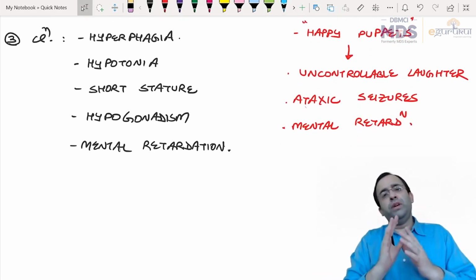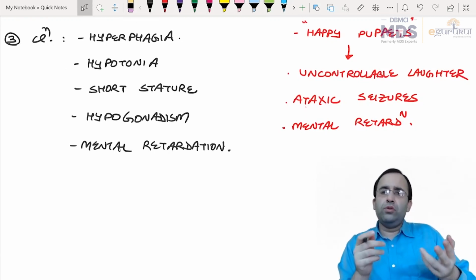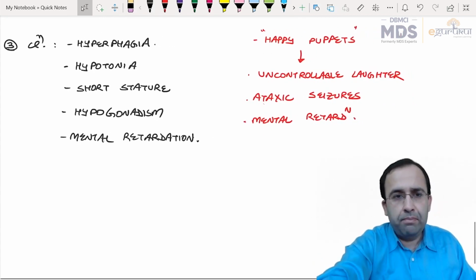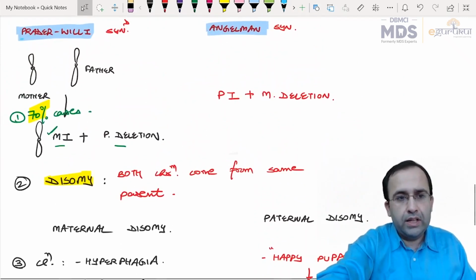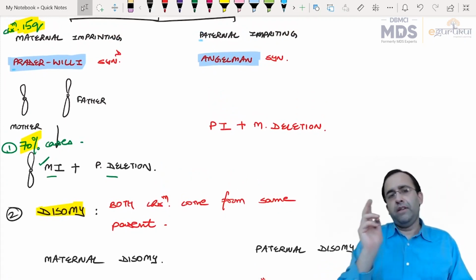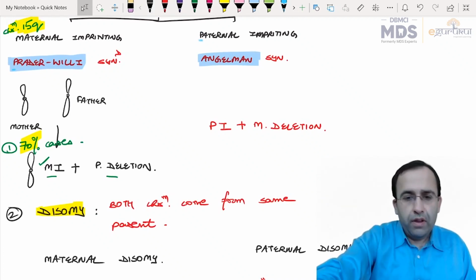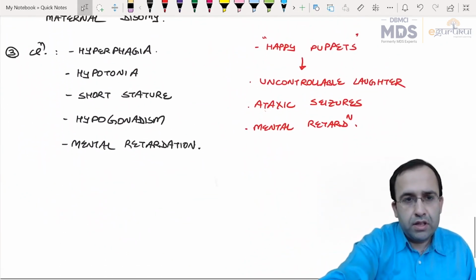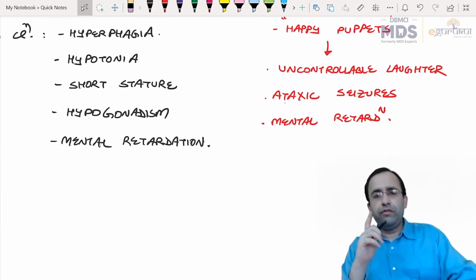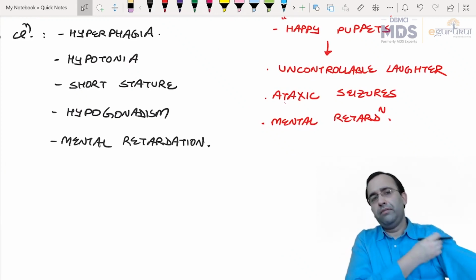This is genomic imprinting. You know everything in this. If you just know that the gene which is getting imprinted does not express itself. So it was of two types: maternal imprinting and paternal imprinting. Maternal imprinting was Prader-Willi, paternal imprinting is Angelman syndrome. These are the clinical features associated with each. Done, bache. This was your first non-Mendelian inheritance, that is genomic imprinting.